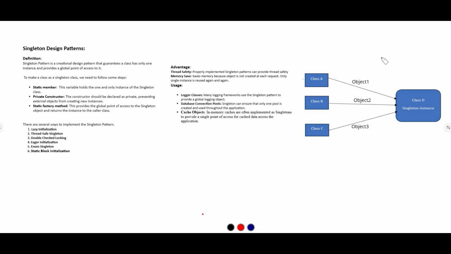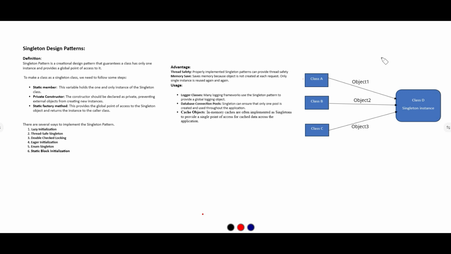What is that? The definition says that the singleton pattern is a creational design pattern that guarantees a class has only one instance and provides a global point of access to it. Okay, so what does it mean? It means the singleton class must ensure that only a single instance is created and that single instance can be used by all other classes.